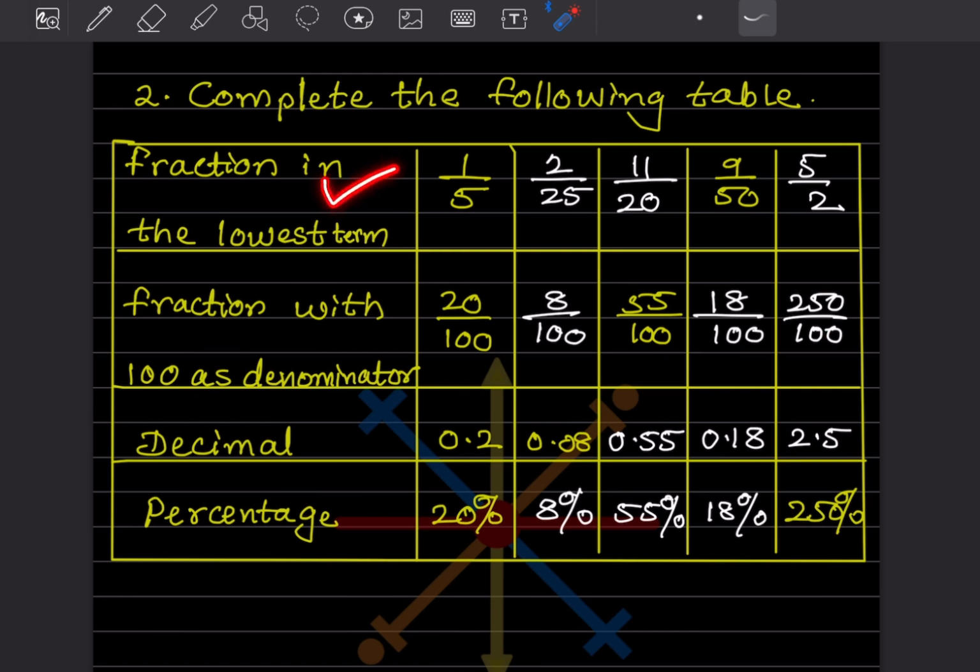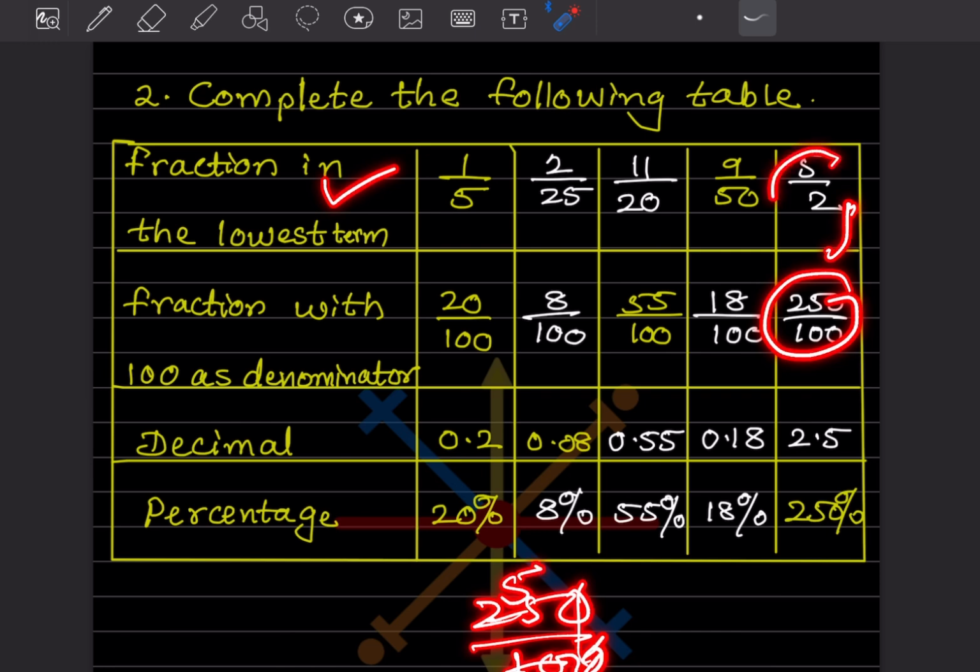So now what will you write here? We want the fraction in the lowest term. So now you have 250 by 100. We want this fraction in the lowest term. So this and this get cancelled. 5 2s are 10, 5 5s are 25. So that will be 5 by 2.